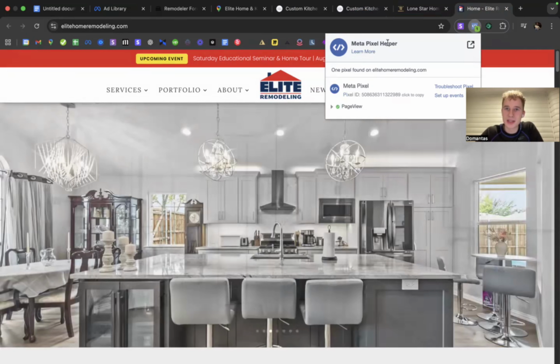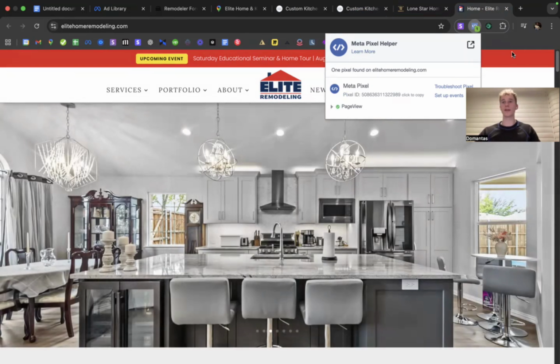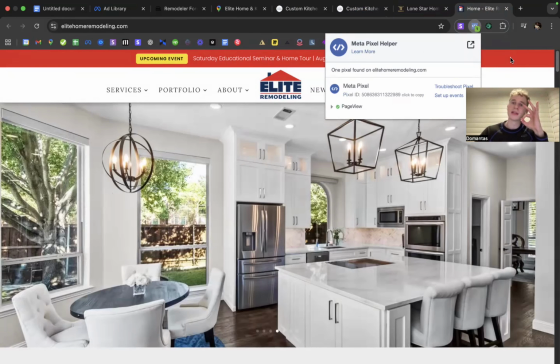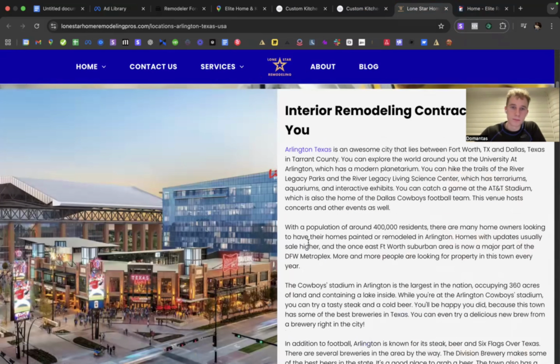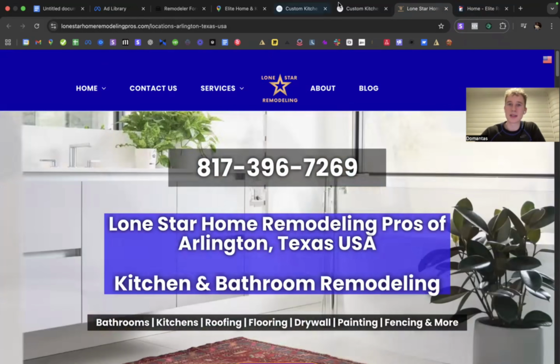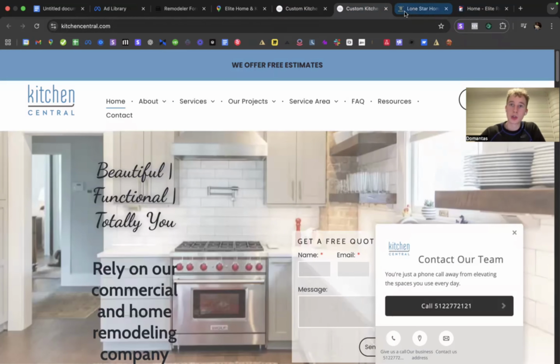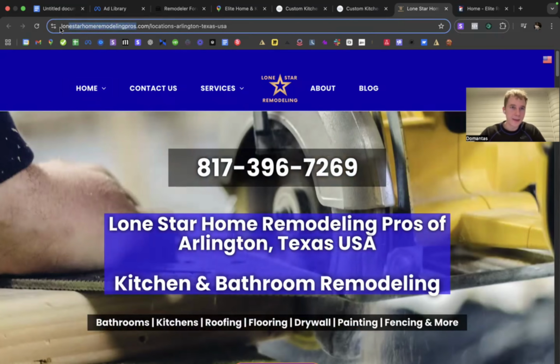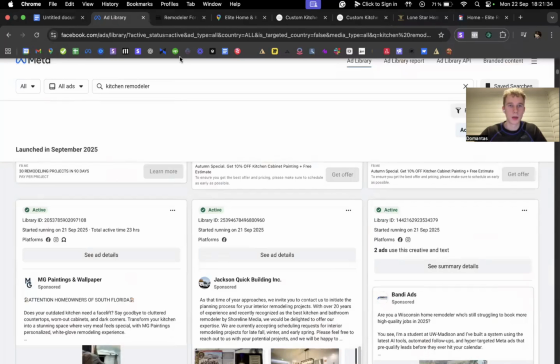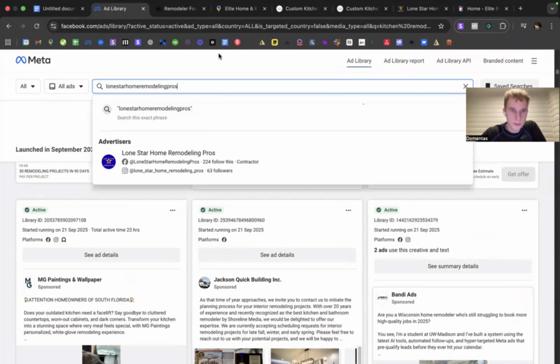This is Meta Pixel Helper. It's an extension you can download, and then you see if they are using the Meta Pixel. And if they are, it probably means they're running Facebook ads. Here, they are not doing that. And you can just read about and see what they're doing and things like that. What you can also do, let's say this one, you can copy the name and you just copy it in.